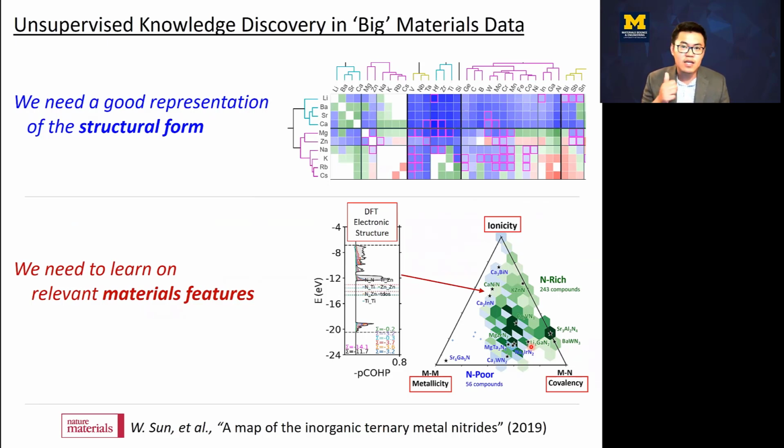But if we can have a good representation of structural form and we have new materials features that are relevant to the physical situation, I believe that we can do very good knowledge and conceptual, intuitive knowledge discovery in big materials data. Now, everything I'm going to be talking about today is from a paper that I published 2 years ago titled A Map of the Inorganic Ternary Metal Nitrides.